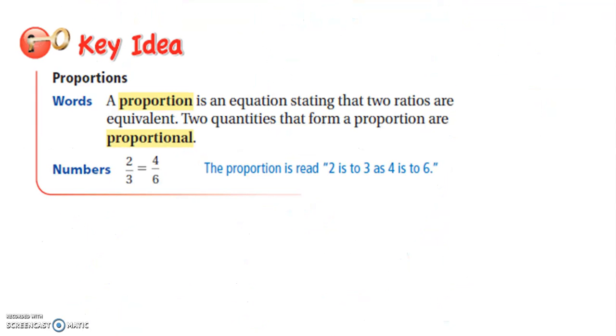A proportion is an equation stating that two ratios are equivalent. Two quantities that form a proportion are proportional. So in numbers, we have 2/3 equals 4/6, because the proportion is read that 2 is to 3 as 4 is to 6.